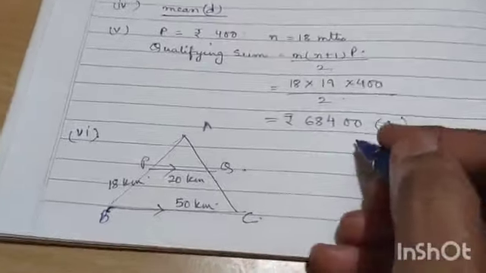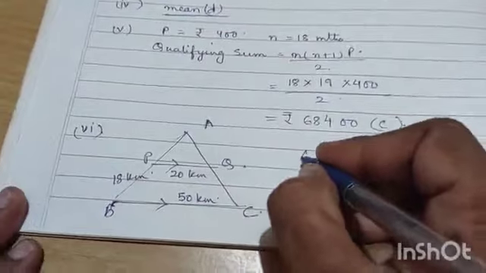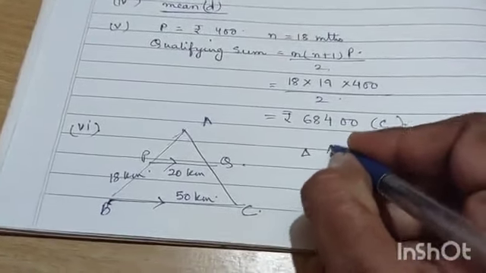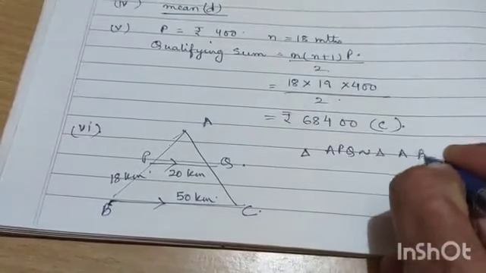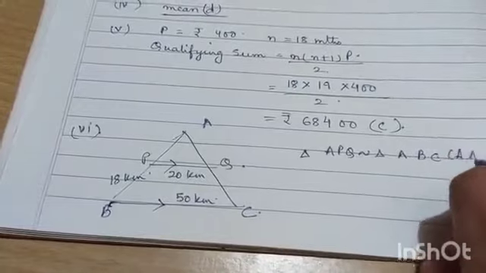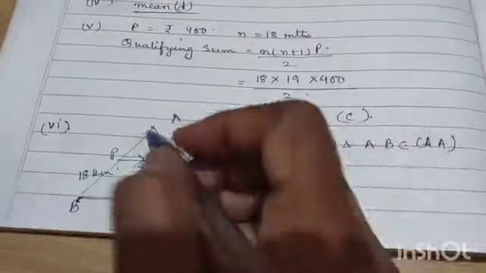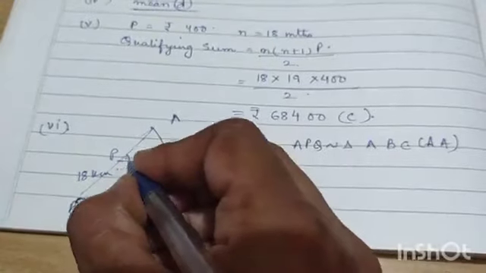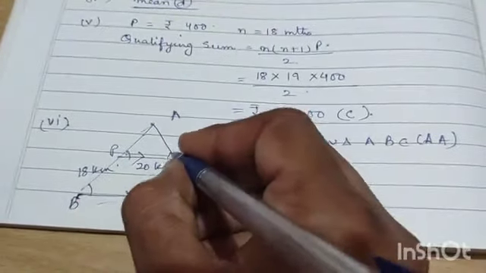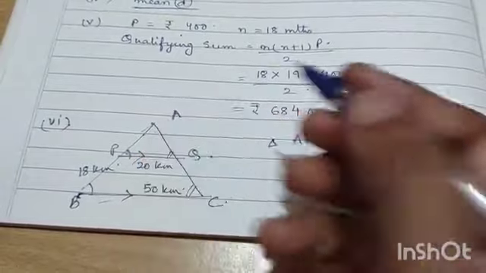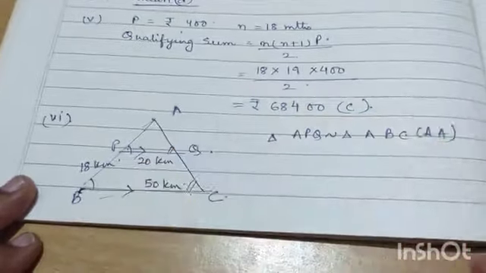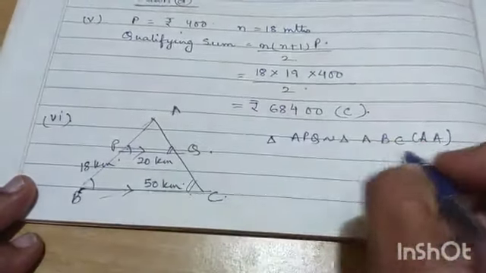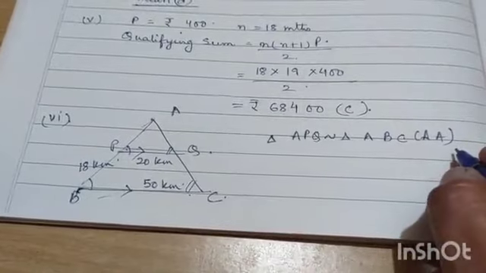First of all, we have to prove that triangle APQ is similar to triangle ABC by AA property. Okay, this I am not writing the reason. Here these two lines are parallel, so these two angles are equal, these two angles are equal, this angle is common also. So if these two angles we consider, then corresponding angles are equal. So these two triangles are similar by AA property.